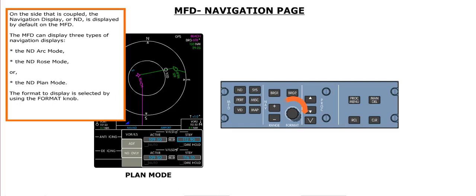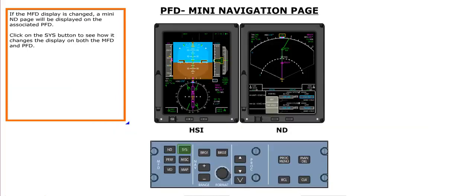If the MFD display is changed, a mini ND page will be displayed on the associated PFD. Click on the System button to see how it changes the display on both the MFD and PFD.